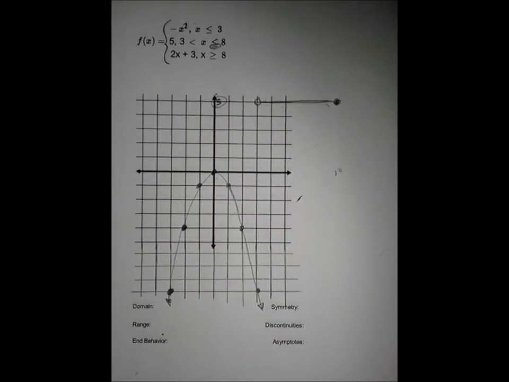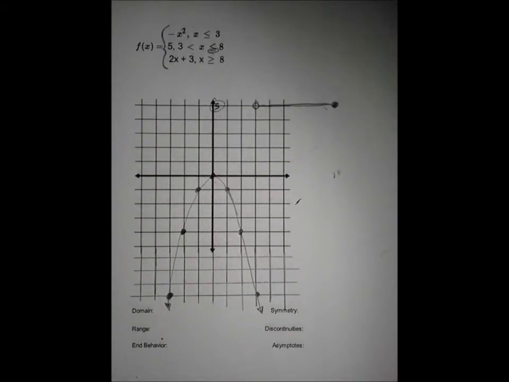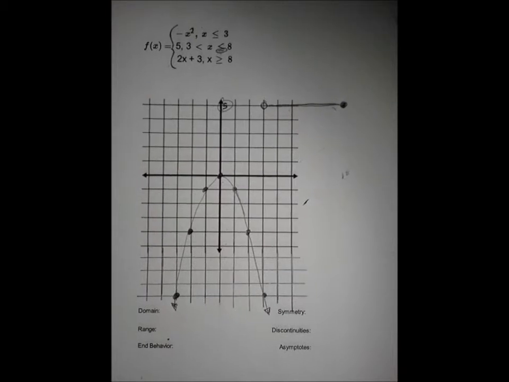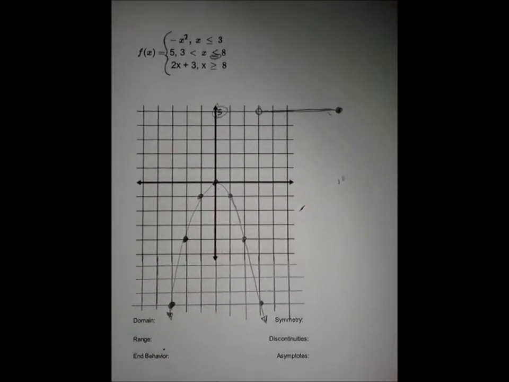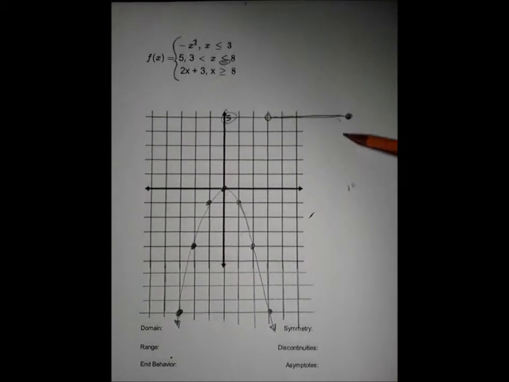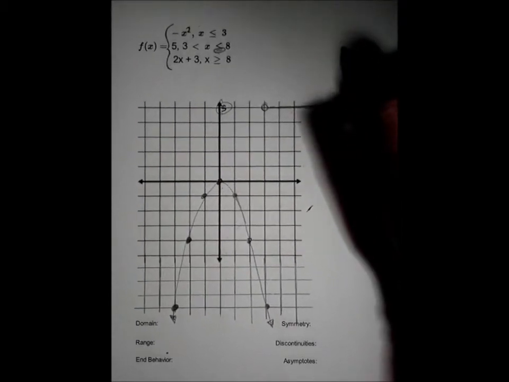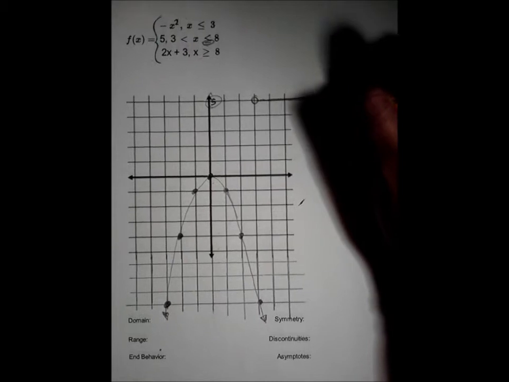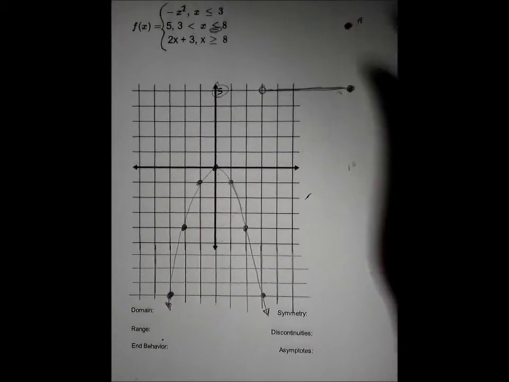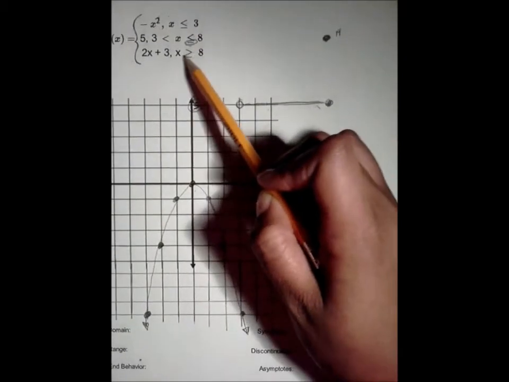The last part of the function is saying that any number greater than or equal to 8 is 2x plus 3. So we're going to plug in 8. 2 times 8 is 16 plus 3 is 19. So at 8, we're going to go all the way up to 19. We're just going to plug in and write 19 next to it. It is a closed circle because it is equal to 8.